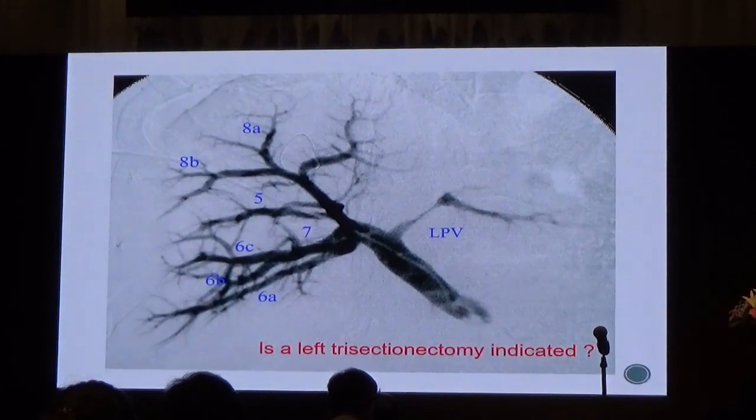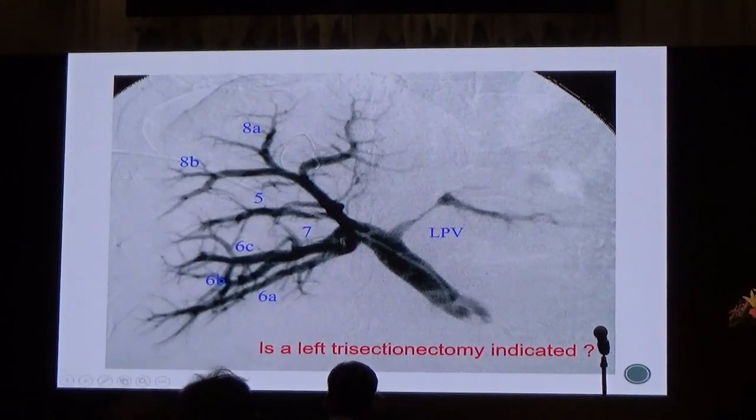Here, PTP shows diffuse cancer invasion along the left portal vein. However, the right is almost okay. And next, is left trisectionectomy indicated? We discussed the resectability.